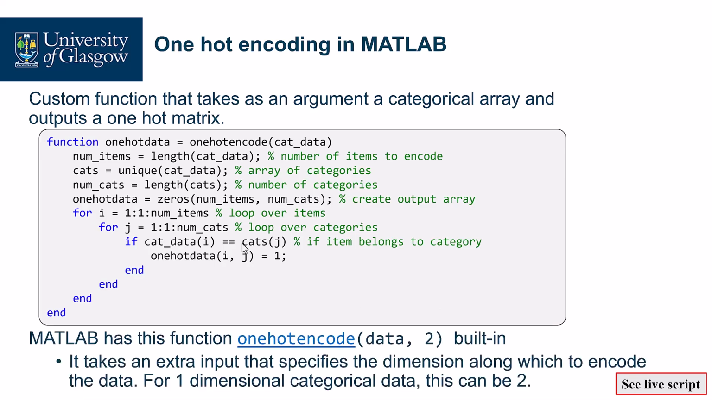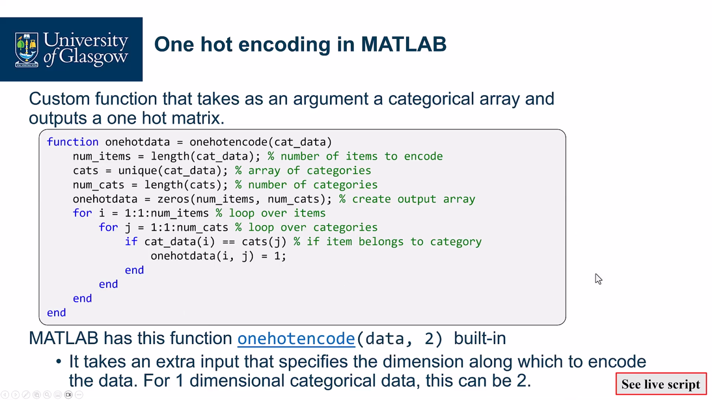So MATLAB has its own built-in function, we call it one-hot encode. So here is a hyperlink, so you can see this function, this help file is here. So this data is the same as this category data. So this 2 is another argument. So this is telling you the output one-hot data, what is the dimension of that. So it at least needs to be larger than the dimension of the category data of this one. So for example, if this is one-dimensional categorical data, then this one should at least be 2.